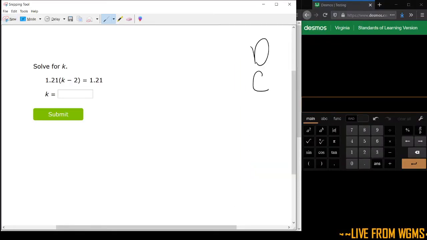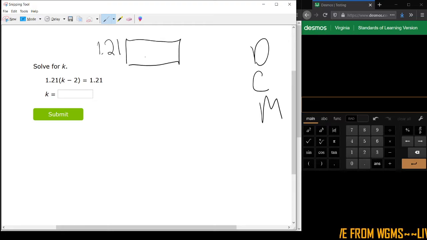You want to make sure you can distribute first, combine like terms, and manipulate the variable. So I have 1.21 times each of those inside terms. Let's see if this works, because I might have a better idea, but we can try this out as well. What I want to do normally is multiply those together. However, what I could do is divide both sides.